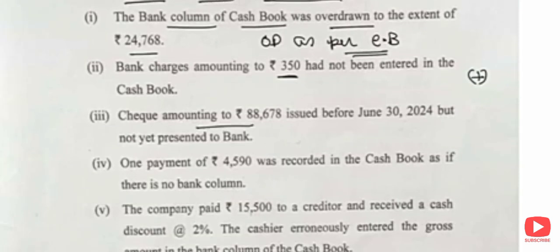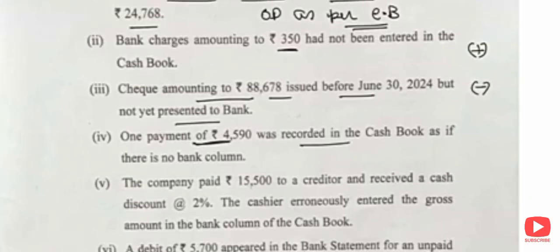Check amounting to 88,768 issued before, but not yet presented to bank. So in the cash book you have entered it. Cash book balance increases, OD balance increases. So minus. One payment of 4,590 was recorded in the cash book as if there is no bank column. That means they have put it into the cash column. Payment not recorded in the bank column. In the passbook they have added, so you will also add.